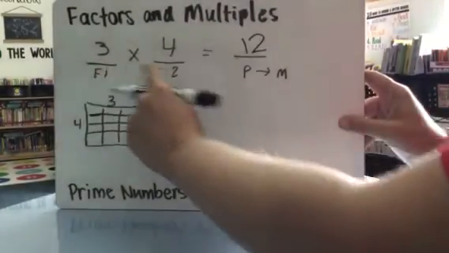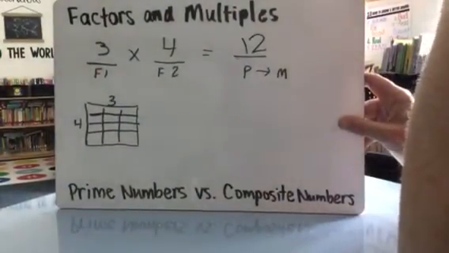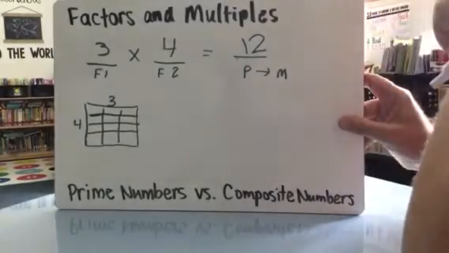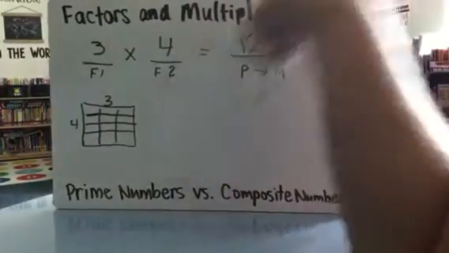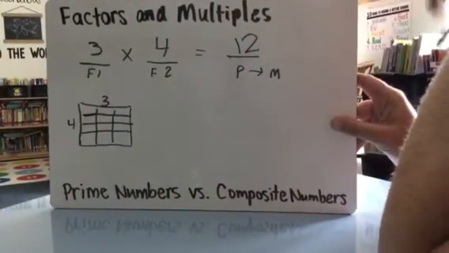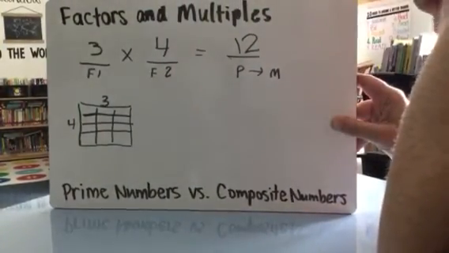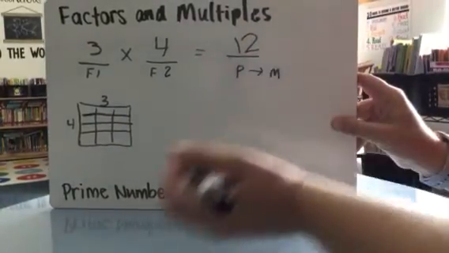3 times 4 equals 12. So 3 and 4 are our factors. 12 is our product, but we can also say 12 is a multiple of 3 and 12 is a multiple of 4. Then what we did is we found all the ways to make 12.